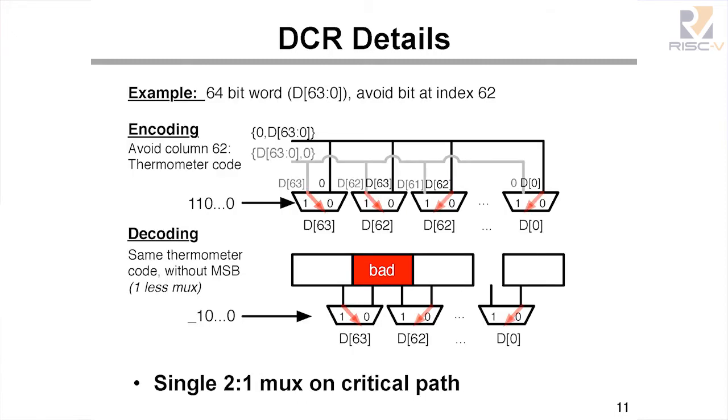This is exactly how we implement the encoding and decoding procedure for DCR. When you encode it, we basically need to duplicate the failing bit, and we do this with 2-to-1 muxes. And then for decoding, we do the opposite. We shift around the failing bit. And so it's only these muxes that ever appear on the critical path. So that was the first technique.